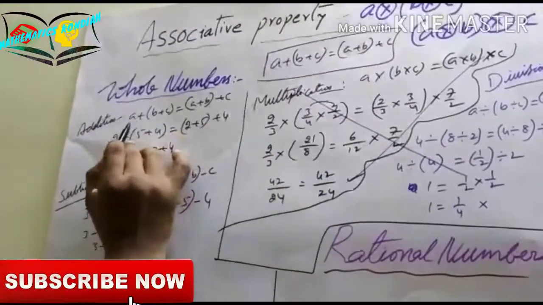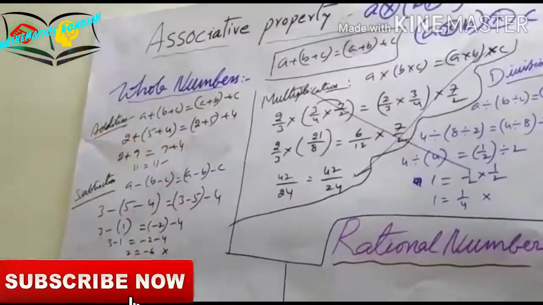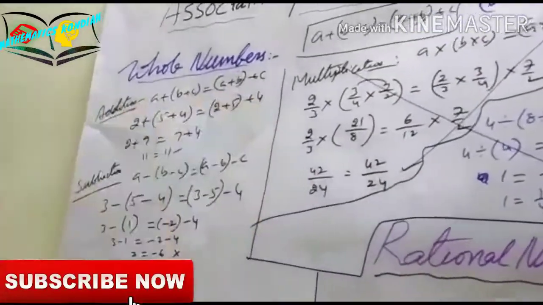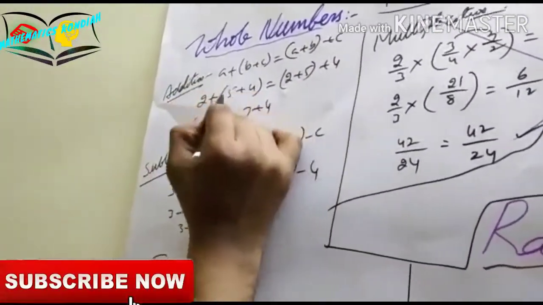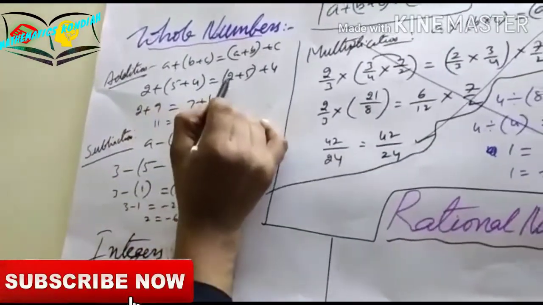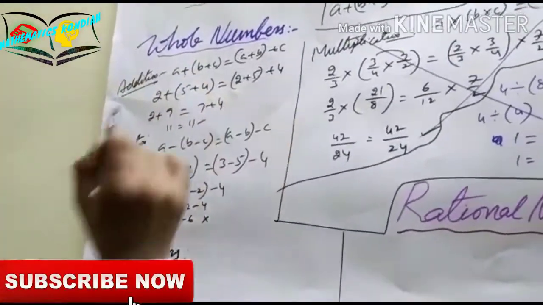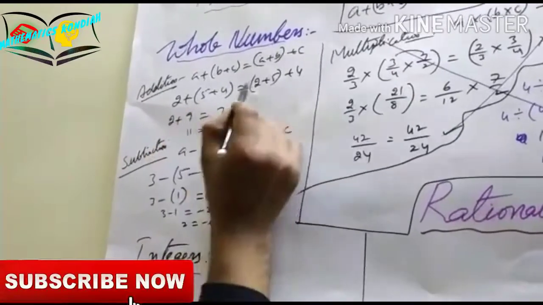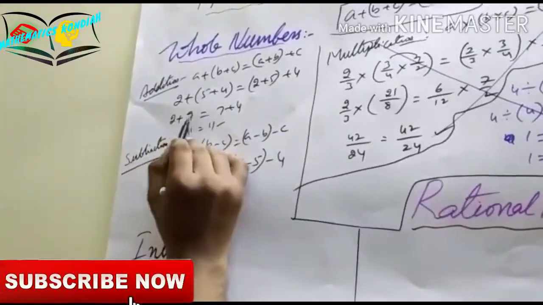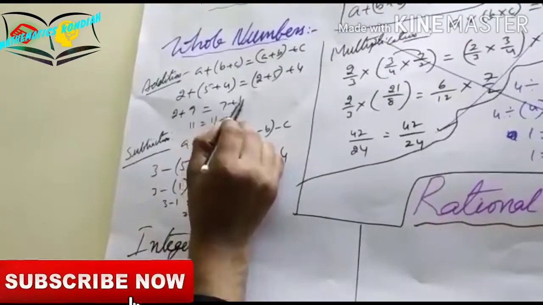For example, under addition, (a + b) + c is equal to a + (b + c). Replace a with 2, b with 5, c with 4. Therefore, (2 + 5) + 4 is equal to 2 + (5 + 4). 5 plus 4 is 9, 2 plus 5 is 7. So 2 plus 9 is 11, which is equal to 7 plus 4, which is 11.